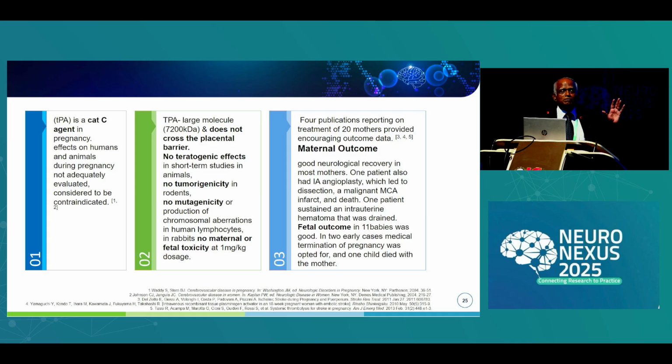Now, there are 4 publications to date covering around 20 odd patients. Only 20 I could gather from the literature. What it says is good neurological recovery is seen in about 11 mothers, with one patient who had intra-arterial angioplasty which led to dissection, and the patient died along with the child in utero. The fetal outcome in 11 babies was good. In 2 early cases, medical termination of pregnancy was opted for and one child died with the mother.